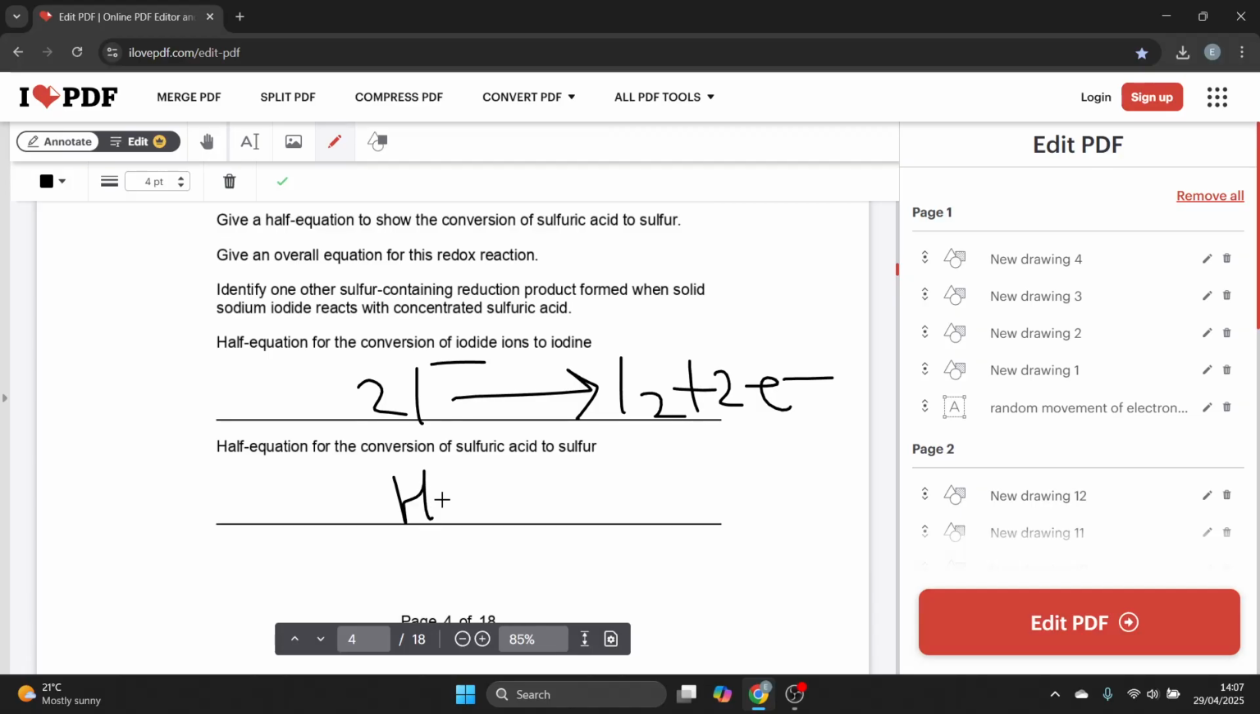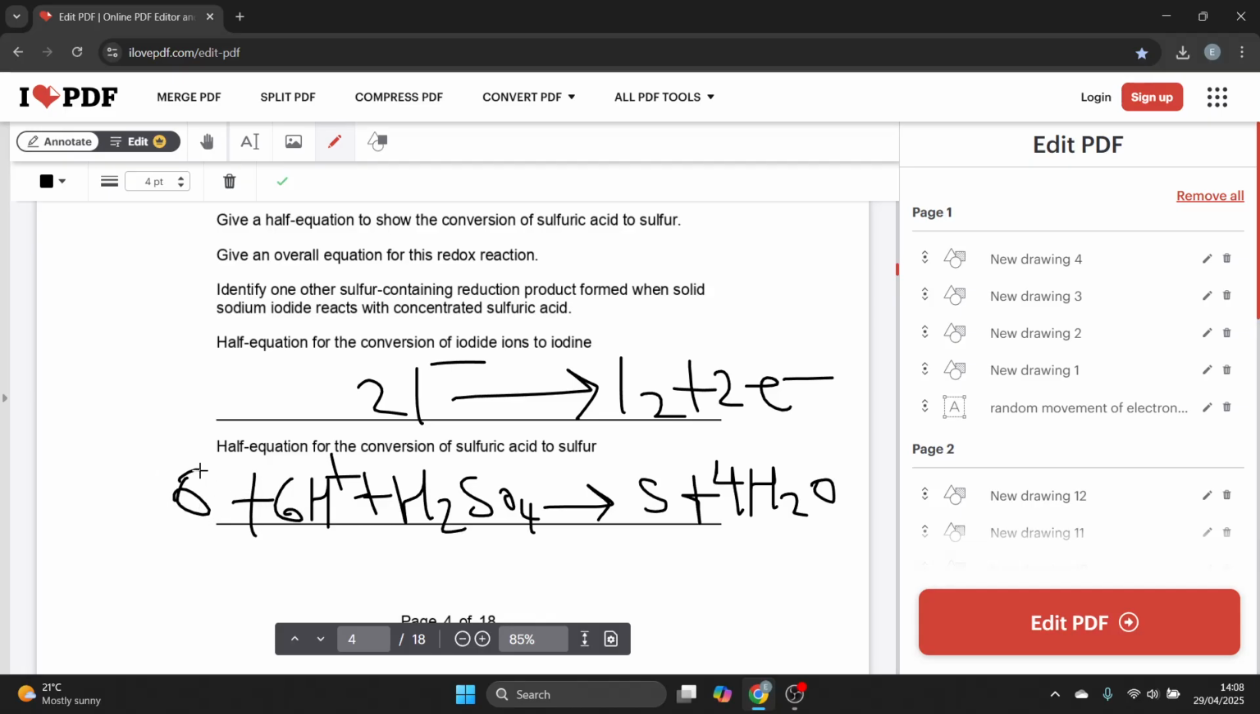Sulfuric acid, H2SO4, to sulfur. Well, I need to add, the only way you can add hydrogens and oxygens is by adding water molecules. But how many water molecules? Well, I'm going to add 4, because I want 4 oxygens. Then I've got 8 hydrogens, so I need to add 6 H+ here, and then I need to add 6 negatively charged electrons to balance out the overall charge.